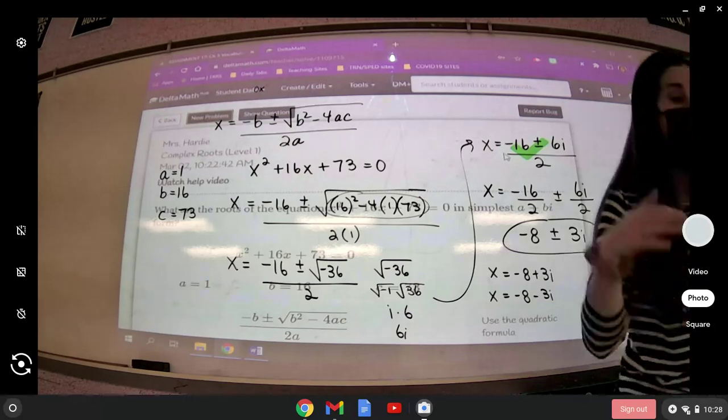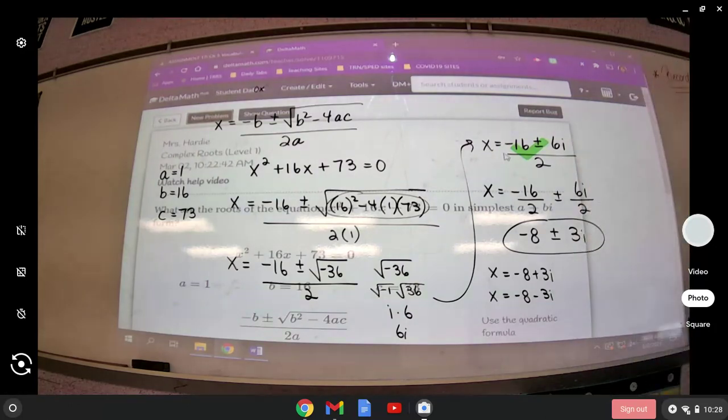All right, let me try another one. Let me show you another scenario that could happen. Again, I just gotta find the problem off of Delta Math. Just give me a second.